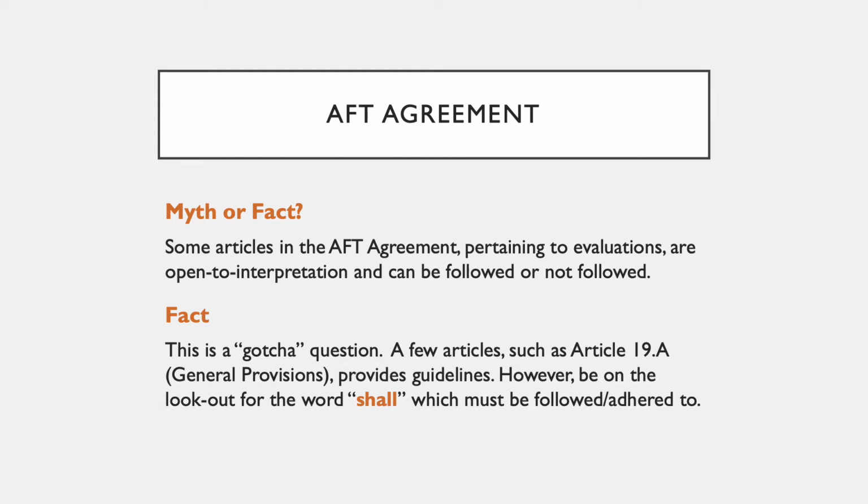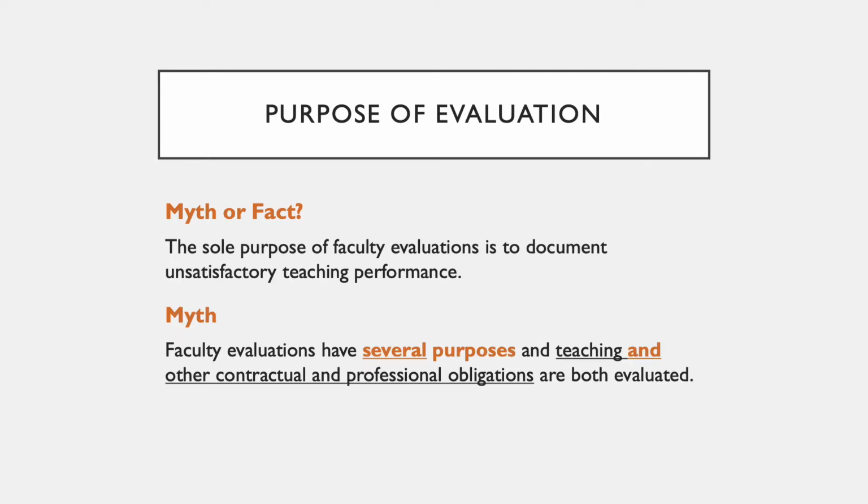So, myth or fact? Some articles in the AFT agreement pertaining to evaluations are open to interpretation and can be followed or not followed. So, fact, this is kind of a gotcha question. A few articles, such as Article 19A, general provisions provide guidelines. However, you have to look for the word shall. Whenever you see the word shall, that means that it must be followed or adhered to. And that's true throughout the contract. Any contract language where you see the word shall, know that that's something that must be done.